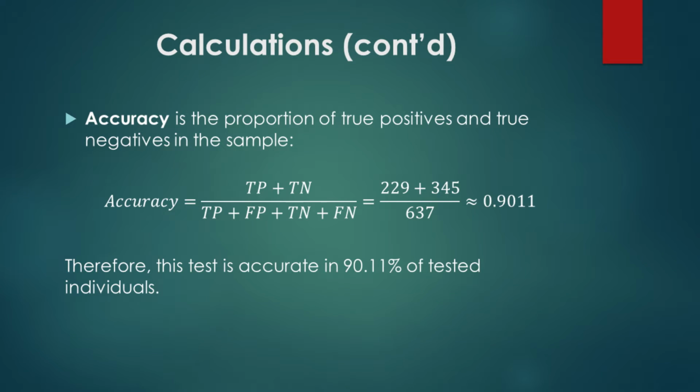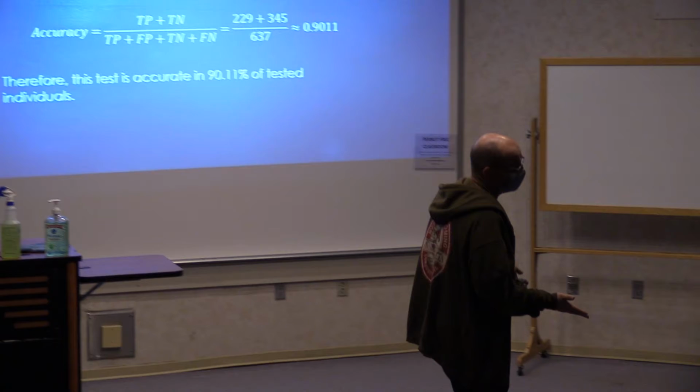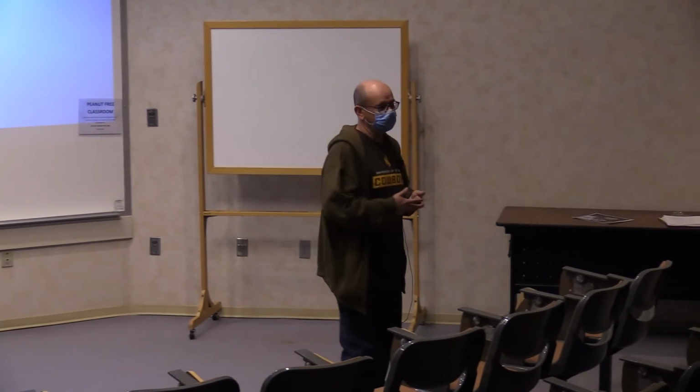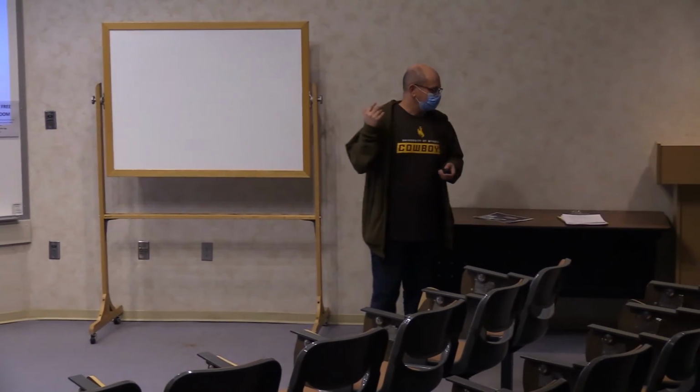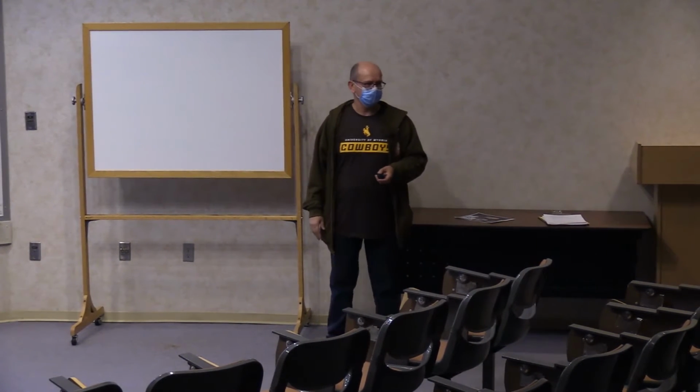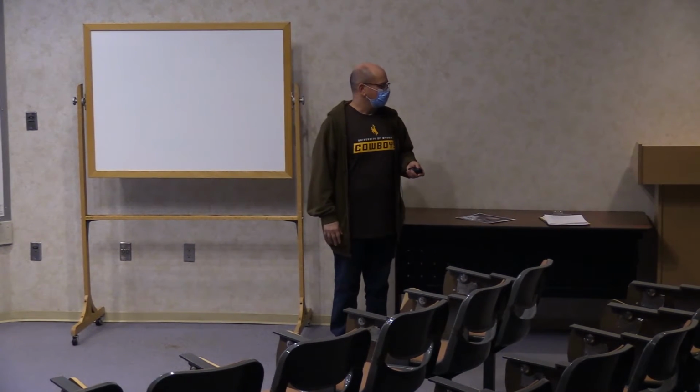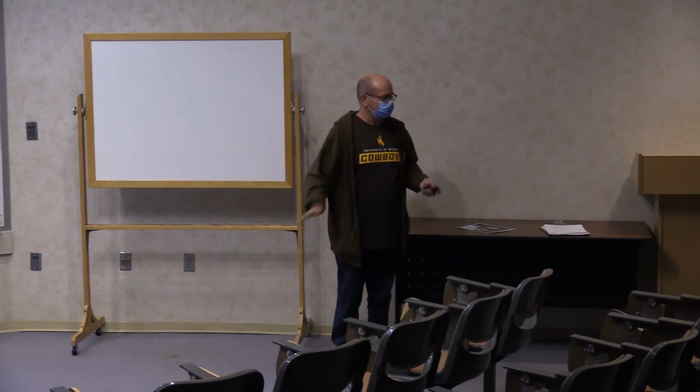Overall accuracy is just the proportion of true positives and true negatives. We would like this number to be at least 90%. Okay, overall accuracy, I want that number to be high. Okay, if this number is like 70 or 60 or 50%, forget it. You're not doing your job right. Okay, your chemists and biologists are not developing this test correctly.